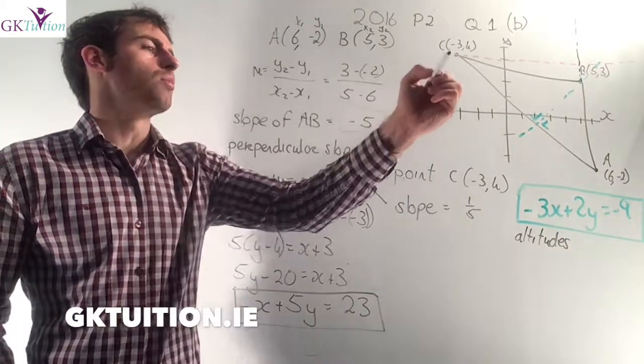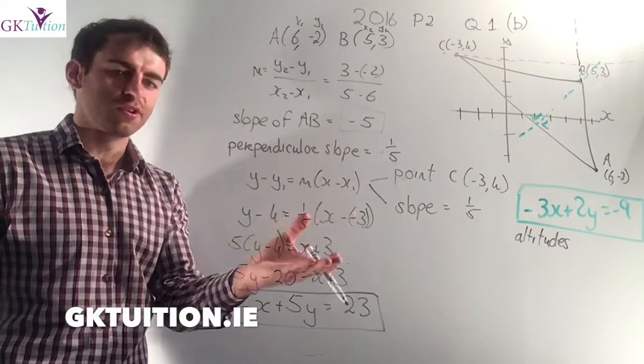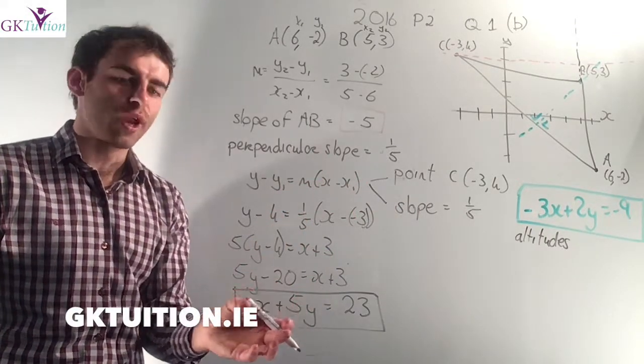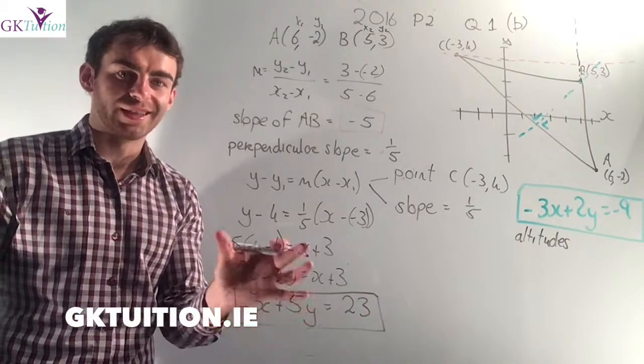So I know it goes through the point minus 3, 4, and the slope is 1/5, which means it's relatively straightforward. I work my way down. The equation of the line is minus x plus 5y equals 23. So that's my second altitude.